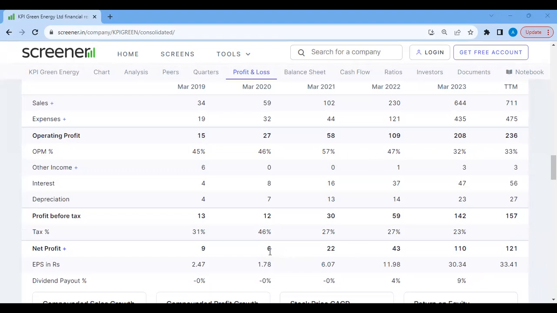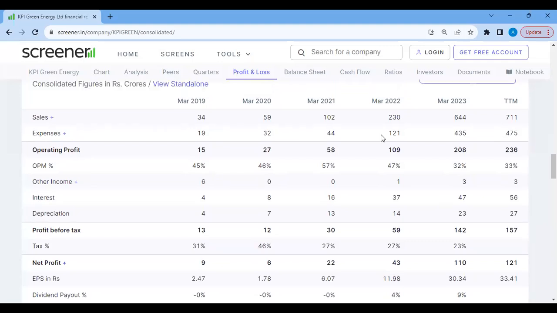See how beautifully the profits have increased. 6, 22, 43, 110, 121. Every year they are increasing their profits, right?